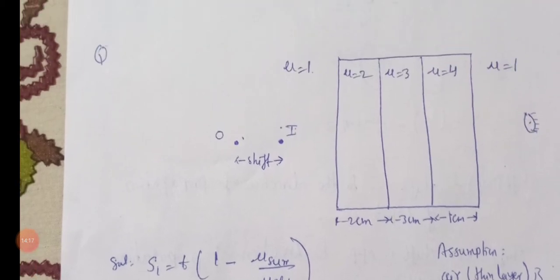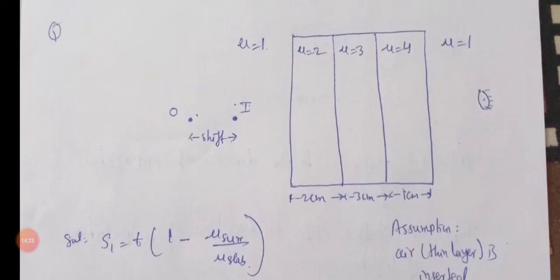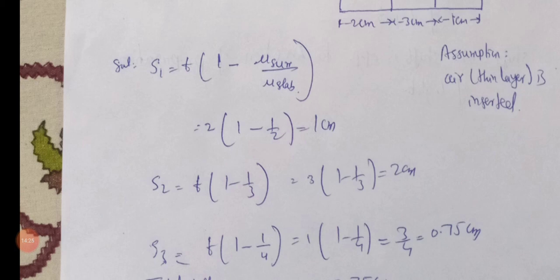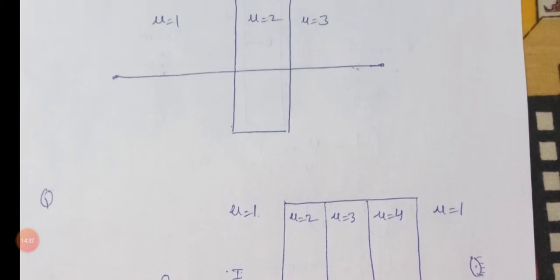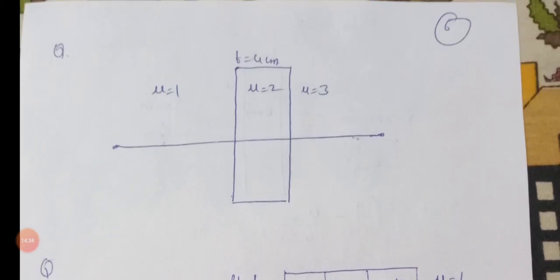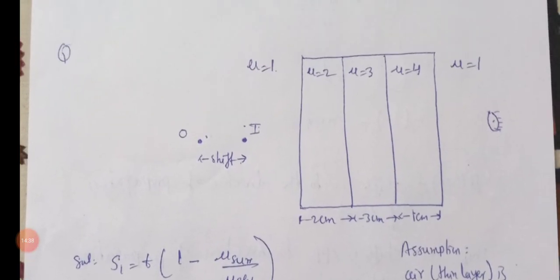Now, student, for the second slab, mu is 3. Again I applied the same formula, student. Similarly for the third slab mu is 4, I applied the same formula. But, student, here is one confusion. Because just now, before, I told you, if the surroundings are different you cannot apply the formula. But here I am applying it. But see, student, the clue is hidden here.